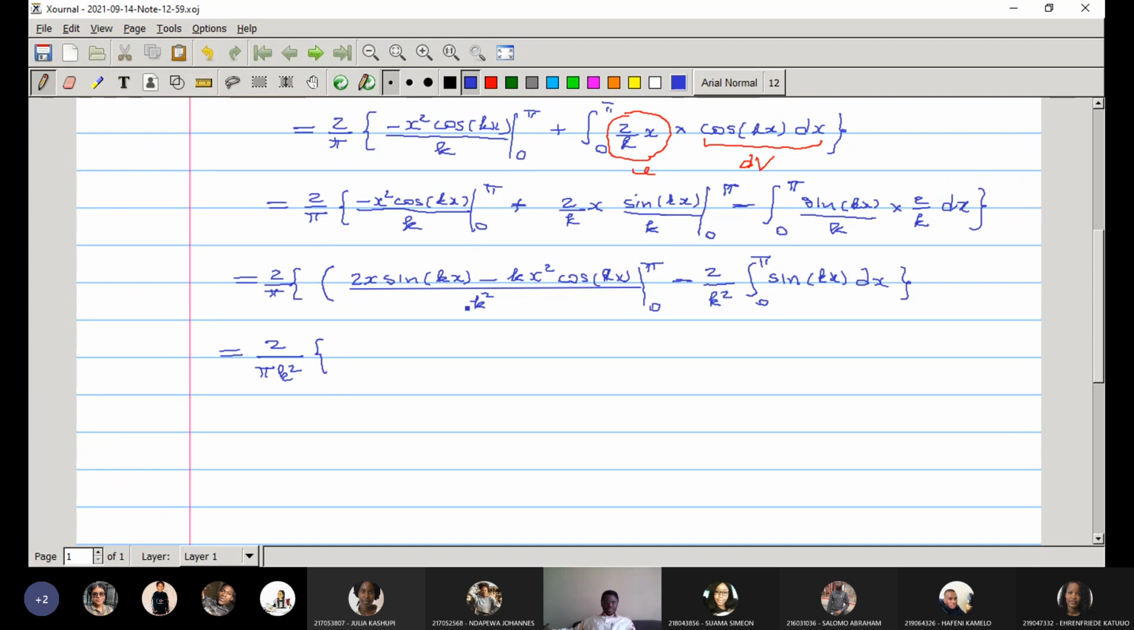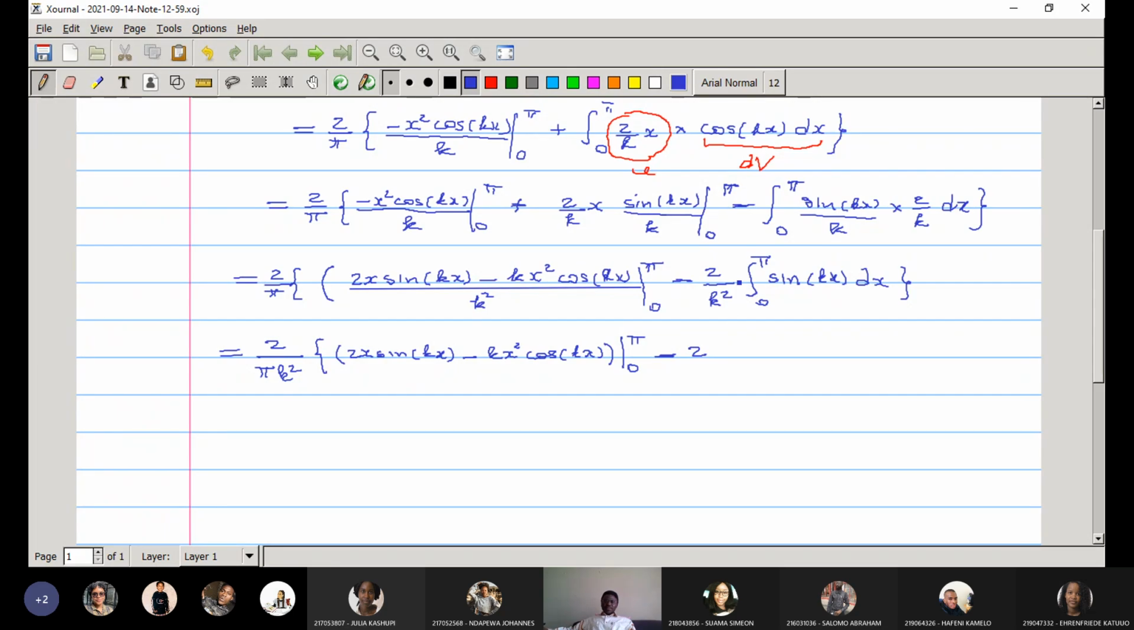Okay, so now this will be what? 2x sine kx minus kx squared cosine kx. And this is evaluated from 0 to pi, right? I took this k already, so we are left here with negative 2. This negative 2 because the k squared has been taken out here.